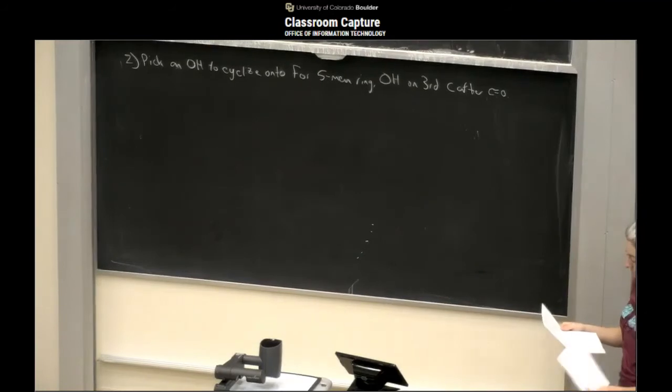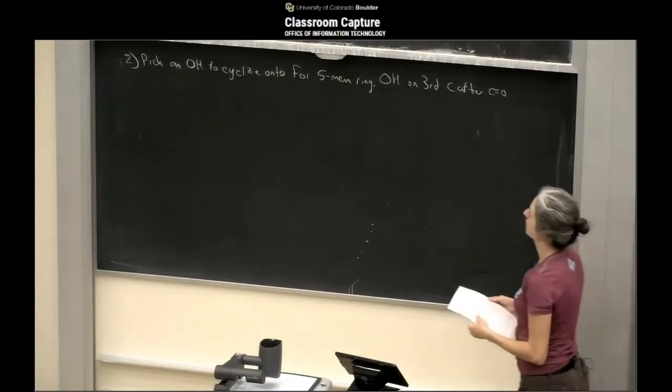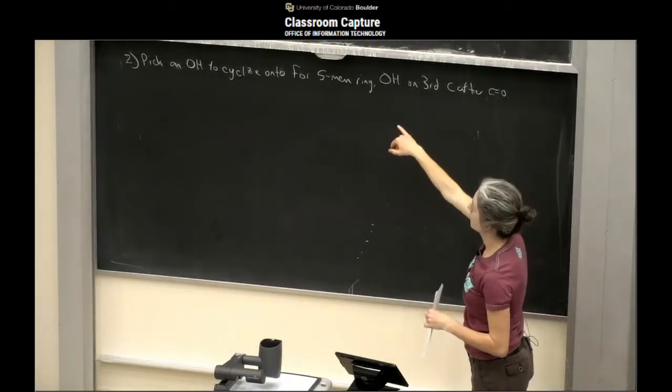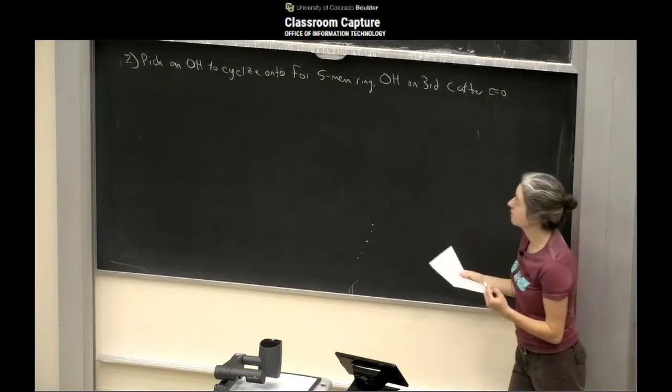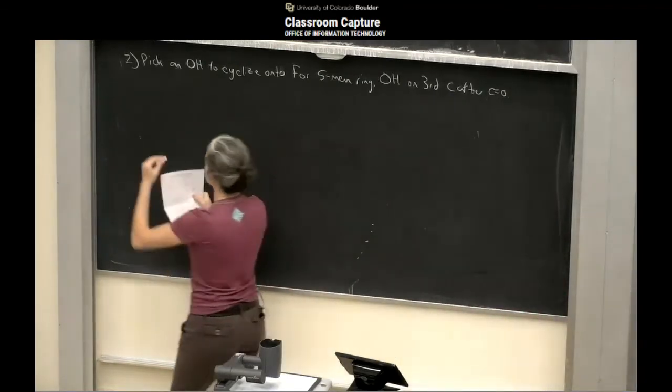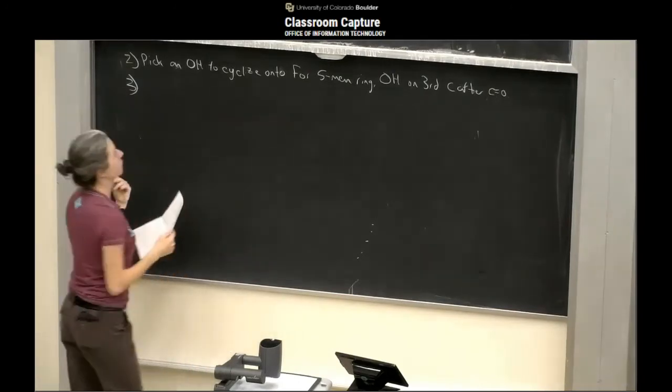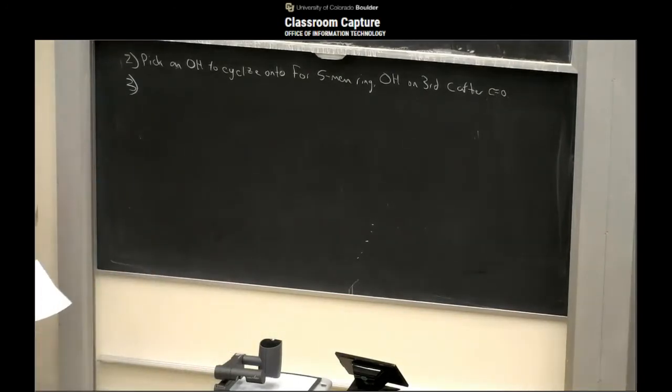Okay. So this doesn't change anything in the Haworth projection just yet, but what we're going to do next is going to change things possibly. So step three here is, if necessary, rotate that OH into position so it's pointing at the carbonyl.